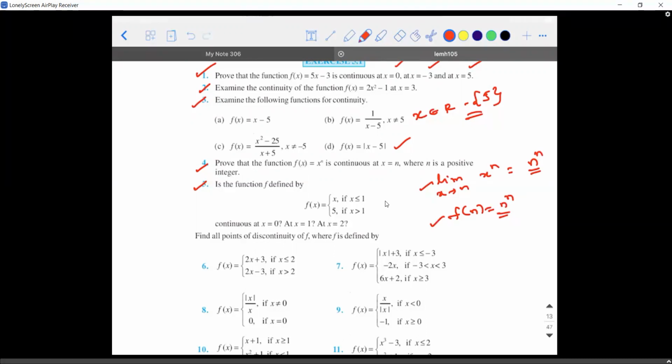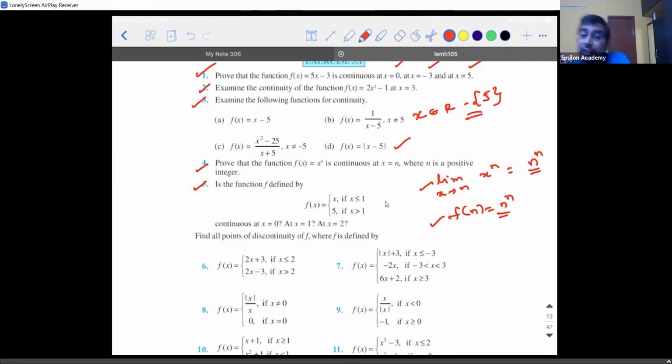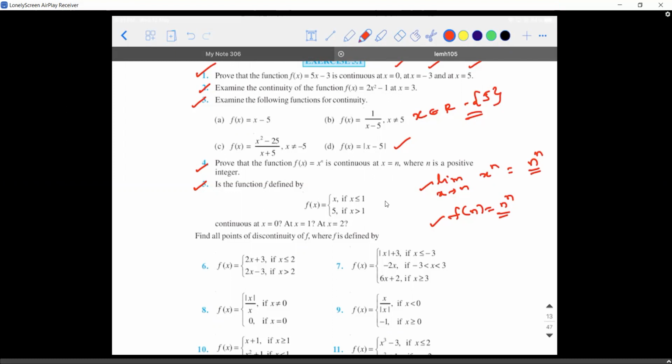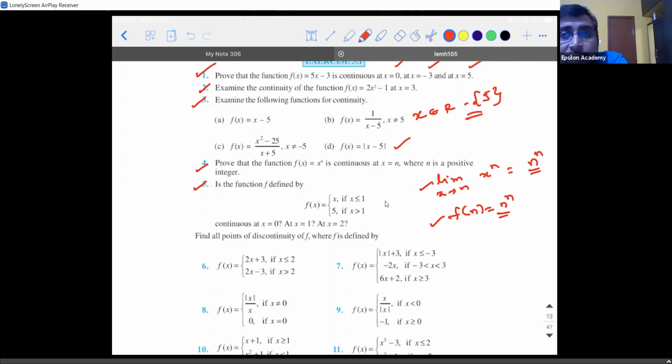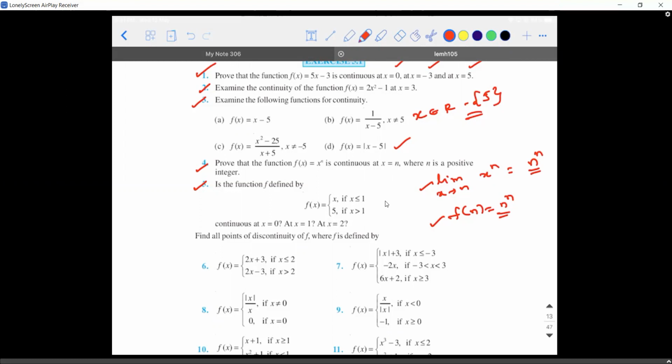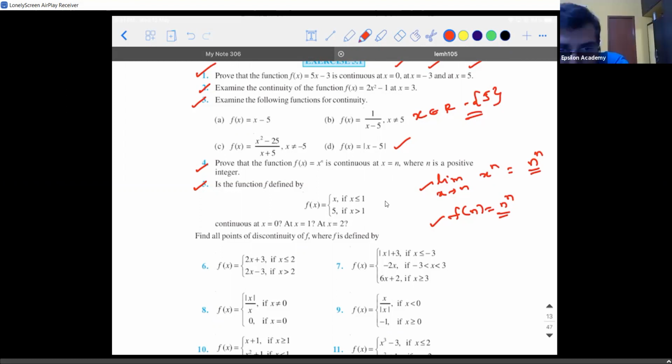I have a doubt. Even if they say n is a negative integer, it will be the same answer, right? If n is a negative integer, it would have become 1 by x power n. But still, the answer would remain the same, right? It will not be, because 1 by x power n is not defined for x is equal to 0. Okay, sir, I understood now.